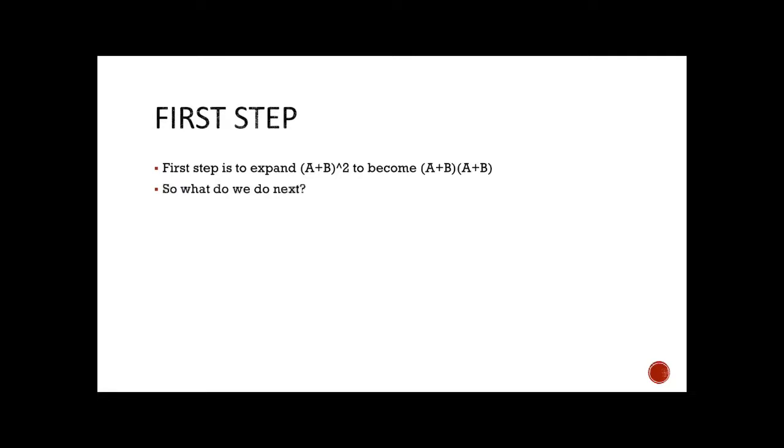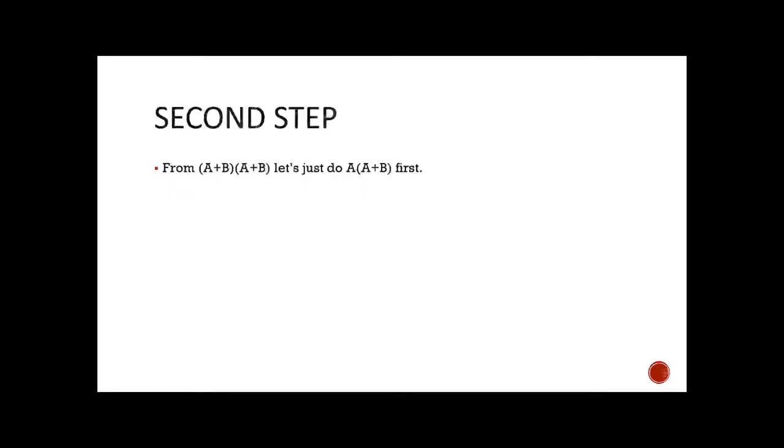So what do we do next? Now you already understand that a plus b squared is equal to a plus b times a plus b, but how do we get the answer? From a plus b times a plus b, let's just do a times a plus b first. Let's just ignore all the times, brackets, everything, except for the 2 over there. Okay, let's just do a times a plus b first.